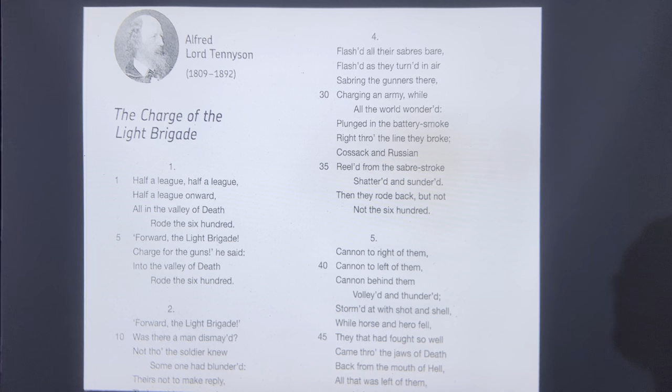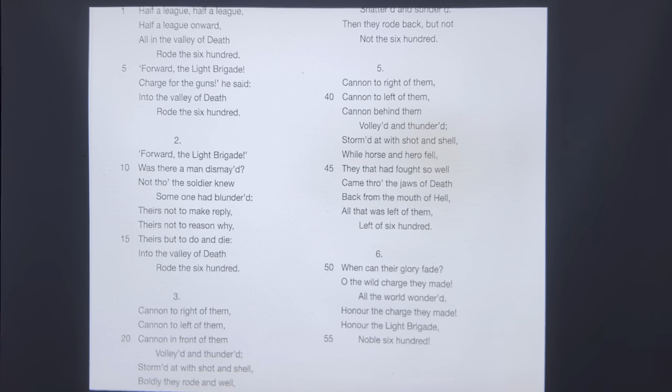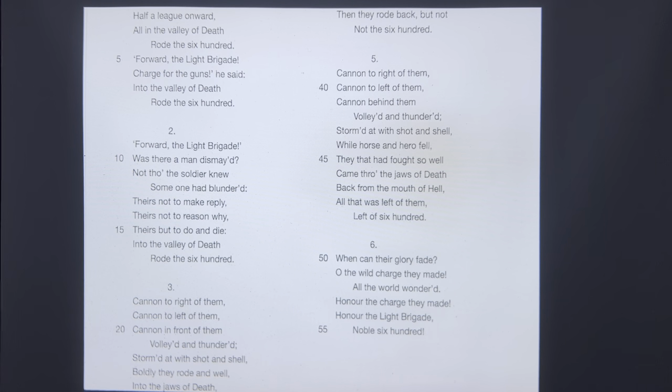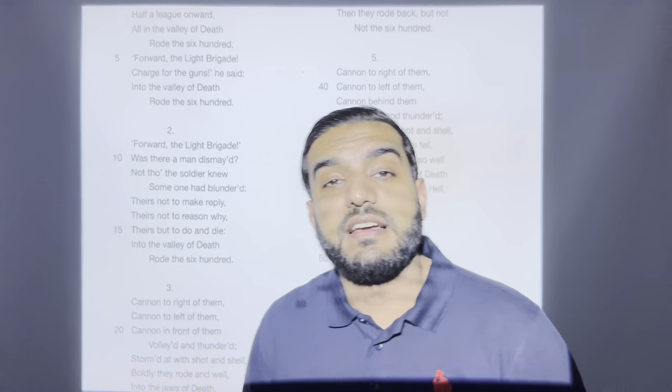Cannon to the right of them, cannon to the left of them, cannon behind them, volleyed and thundered, stormed at with shot and shell, while horse and hero fell. They that had fought so well came through the jaws of death, back from the mouth of hell. All that was left of them, left of 600. When can their glory fade? Oh, the wild charge they made. All the world wondered. Honor the charge they made. Honor the Light Brigade. Noble 600.